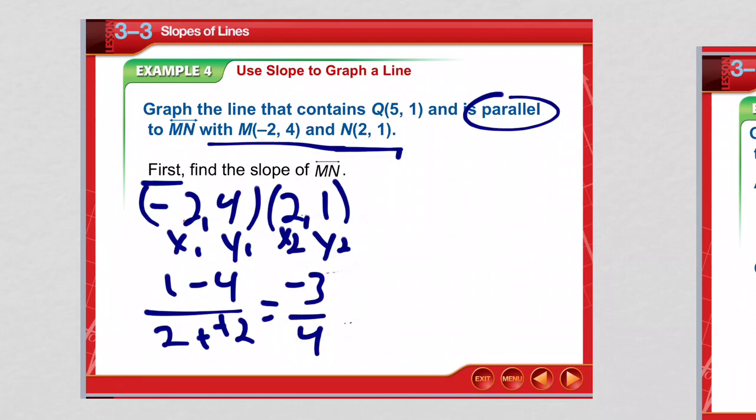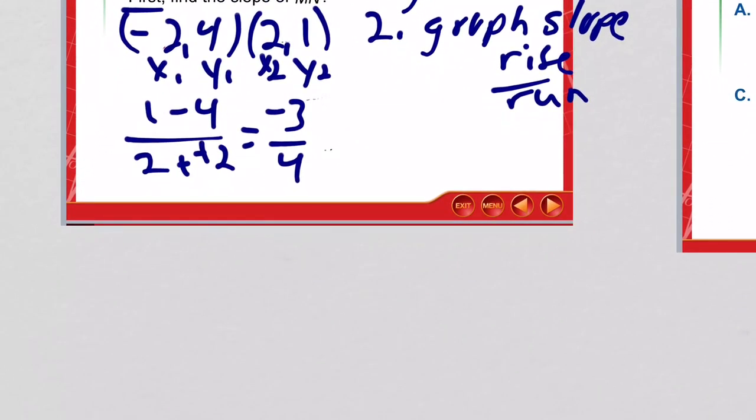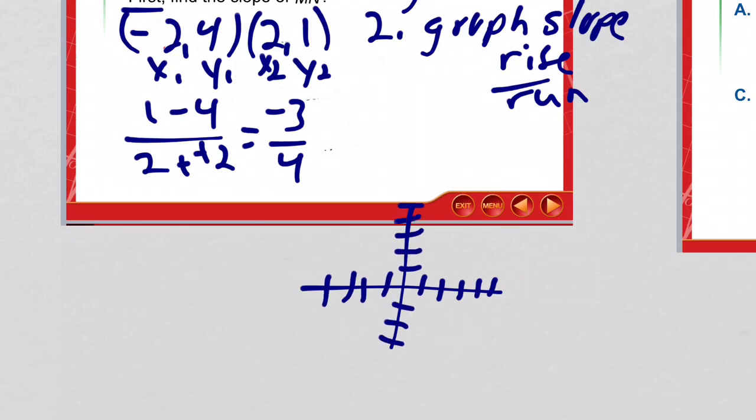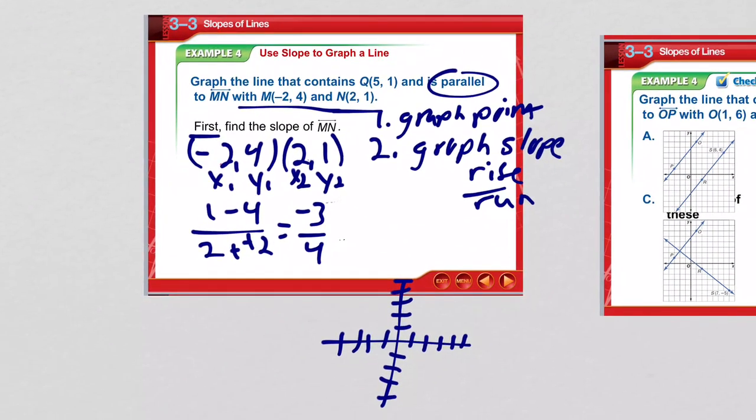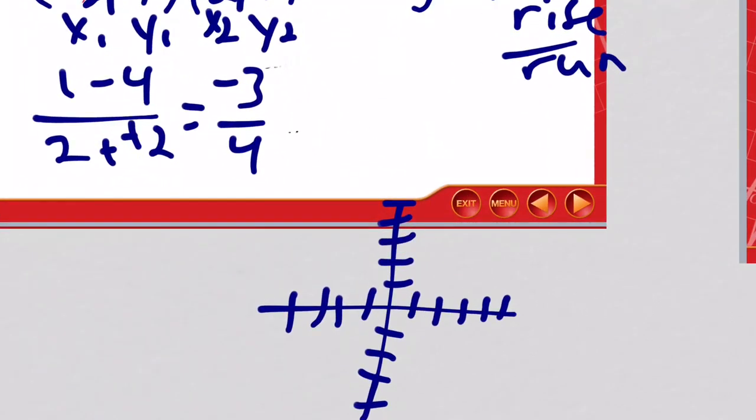When you graph, the first thing you graph is the point. And then you have to graph your slope from the point. And please remember, slope is rise over run. So I'm going to go ahead and move this out of the way a little bit. I'm going to graph it down here. So the coordinate it says it goes through is 5, 1. So I'm going to go over and go 1, 2, 3, 4, 5, positive 1.